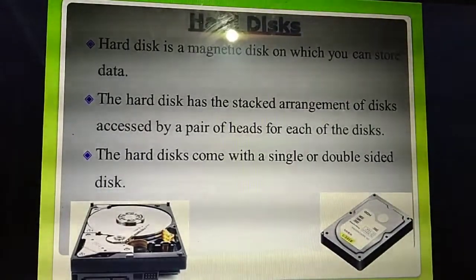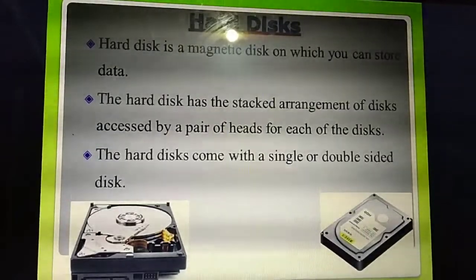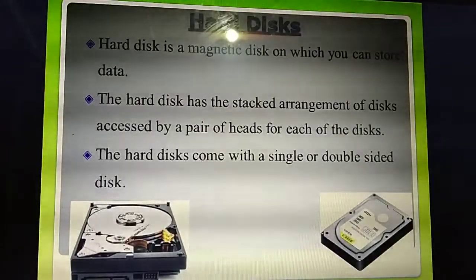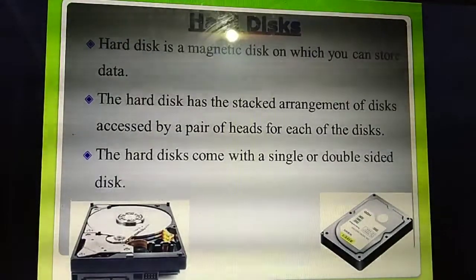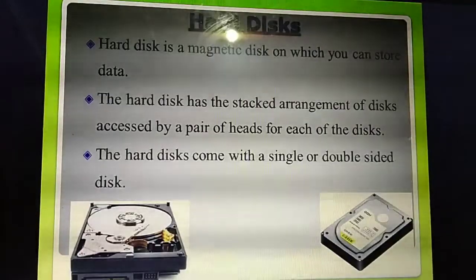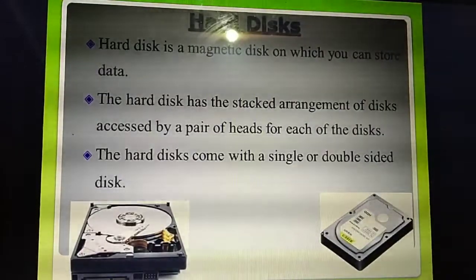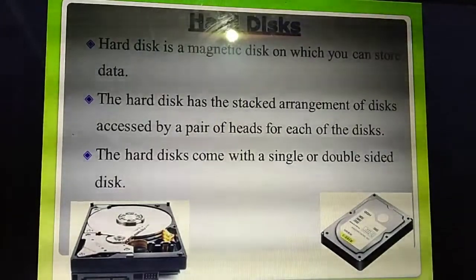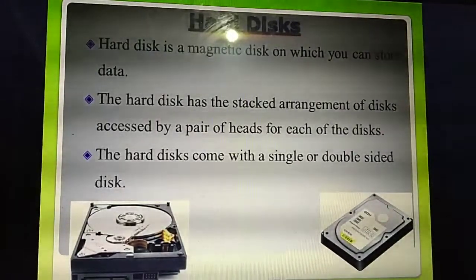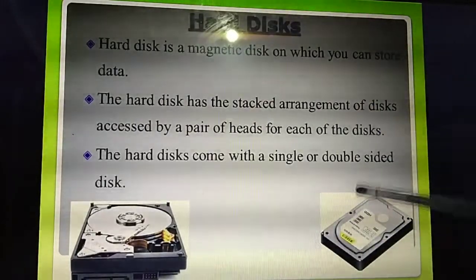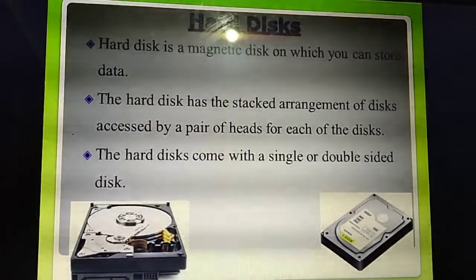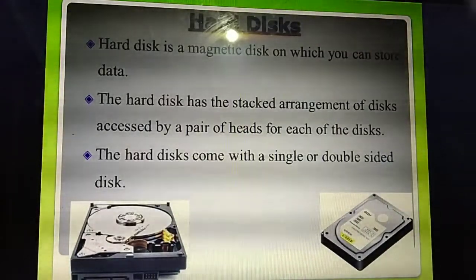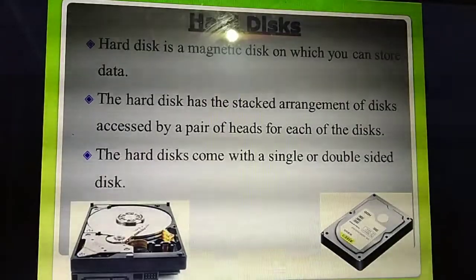In this hard disk, you can store data based on its capacity. A 500 GB hard disk is there, a 1 TB hard disk is there, a 250 GB hard disk is there. Likewise, 250 GB means you can store data up to 250 GB, 500 GB means 500 GB, and 1 TB means 1 TB. This hard disk is a magnetic disk. So which kind of disk is it? Magnetic disk. You can store the data in this disk.